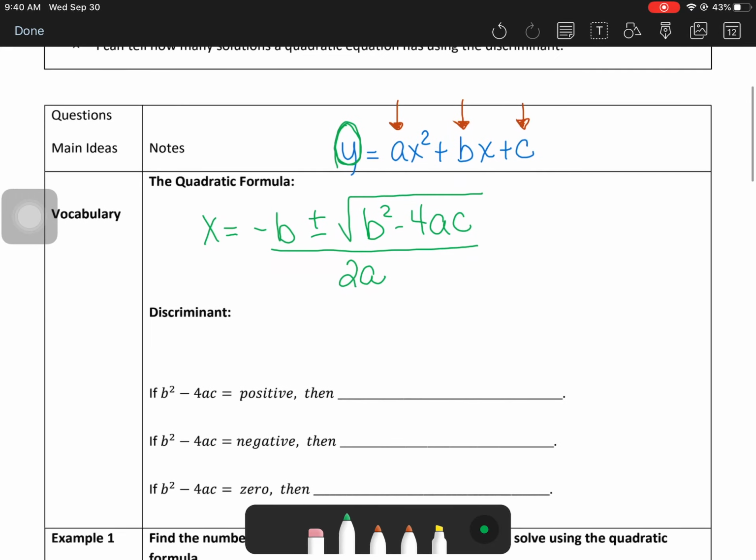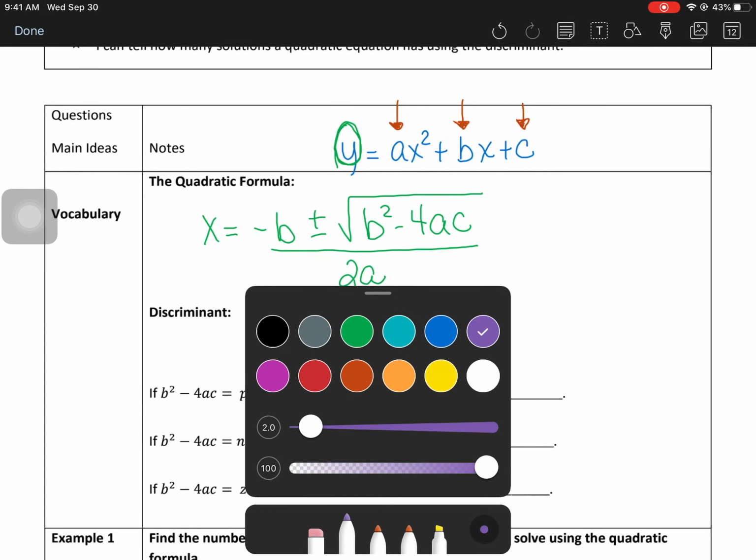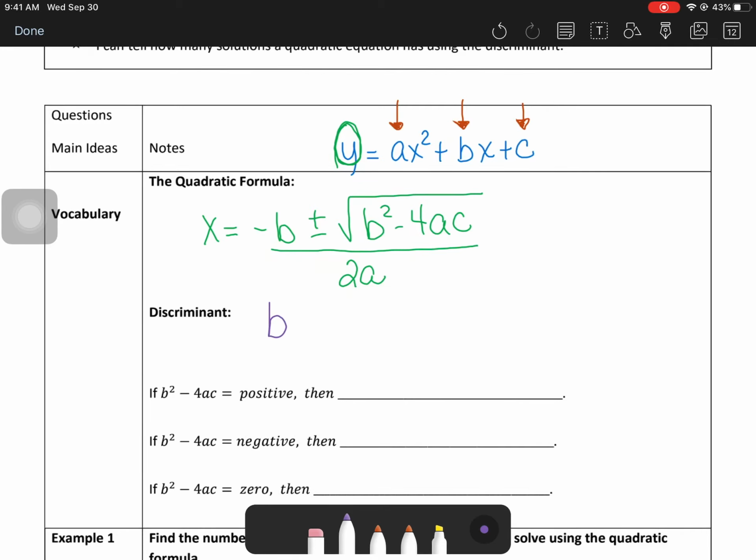The discriminant is simply the part that's under the radical. It's the b squared minus 4ac. The word discriminant, or to discriminate, means that we're setting it apart. And the reason that the discriminant is important is that if the answer is positive under the radical, then there are going to be two solutions.